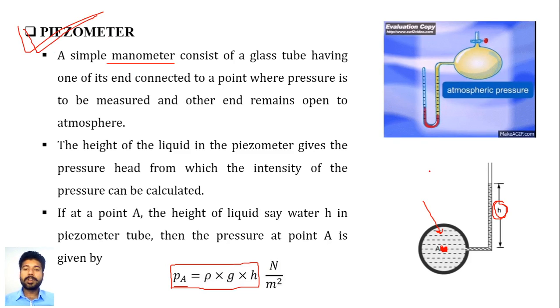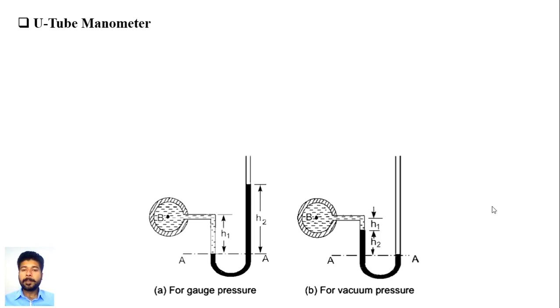So we need to remember one thing, that in our piezometer the rise of a liquid is the same as the flowing fluid, that means the fluid which is flowing in this pipeline, that fluid we are using as our piezometric fluid. So I hope you understand about this piezometer. And our next topic is the U-tube manometer. So what is a U-tube manometer?